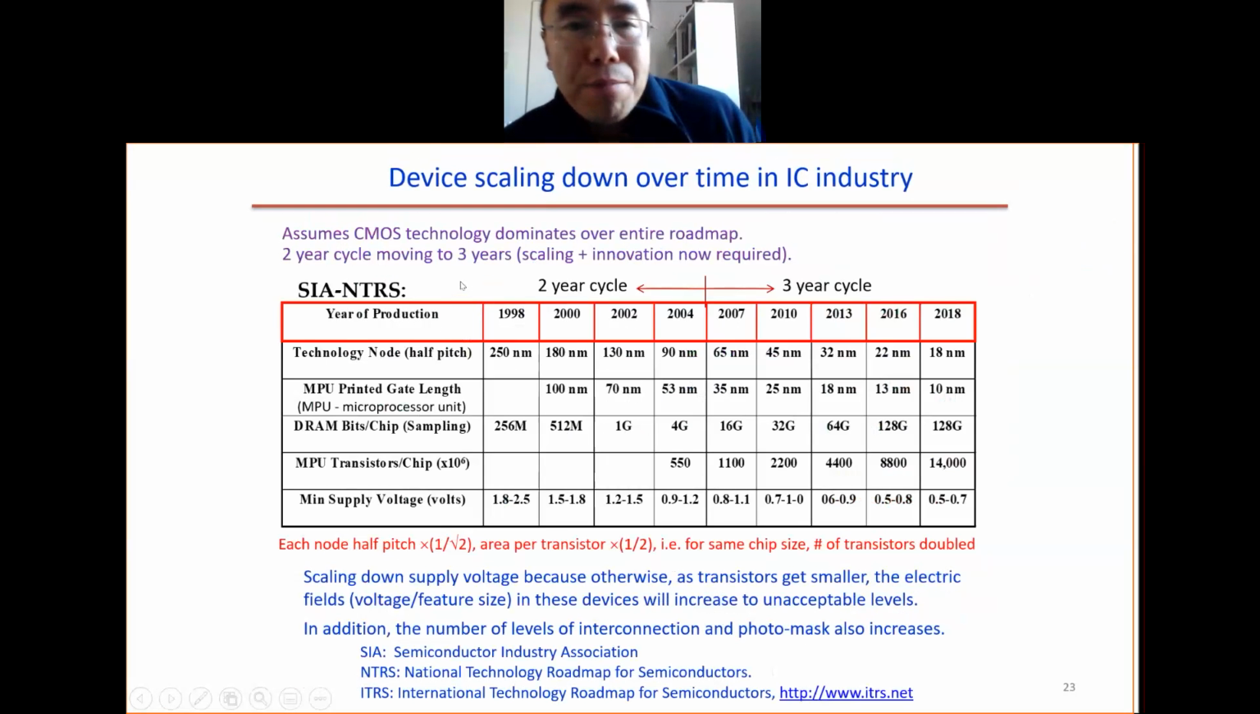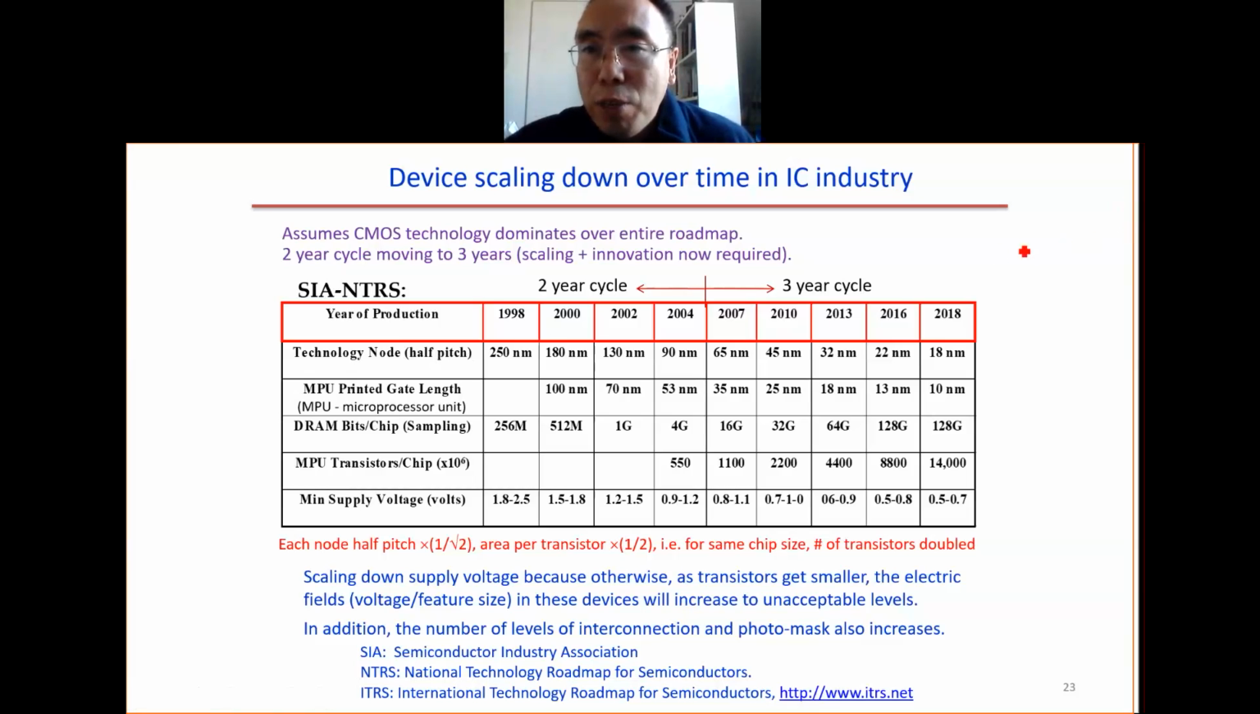So this is the scaling down over time. You can see in the 1990s, every 2 years, we have a new node. After 2007, every 3 years, we have a new node. This is called a technology node. Node is called a half pitch.